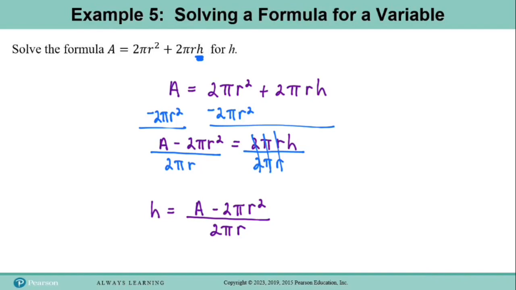Now I think your next question is probably going to be, do we need to simplify this? Like, should we cancel out the 2's, the pi's? Should we cancel out one of these r's with this one? And the answer is no, we cannot do that because 2 pi r is not a factor of the top. 2 and pi and r are all parts of this term. They're all factors of this term, but they are not a factor of the entire numerator, so they can't be reduced. And so we'll just leave it in that form.